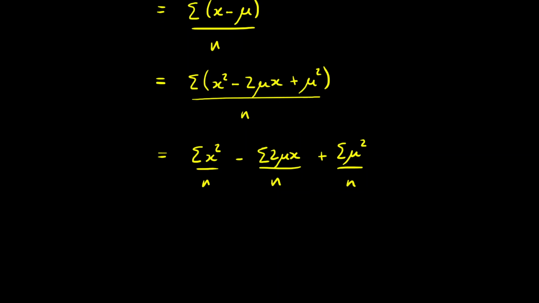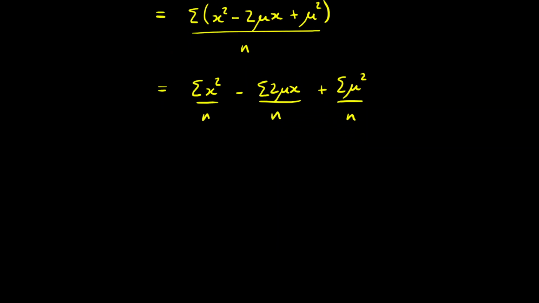Now, there are a couple of things to realize here about summations. The first of that is that this thing here, the 2 mu, that's a constant. We can pull it out of the summation. So let's do that. This is going to be the summation of x squared upon n minus 2 mu times the summation of x upon n.